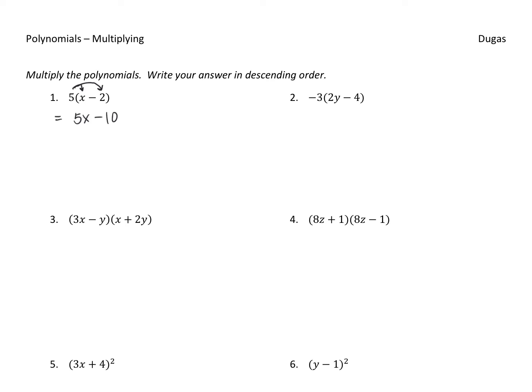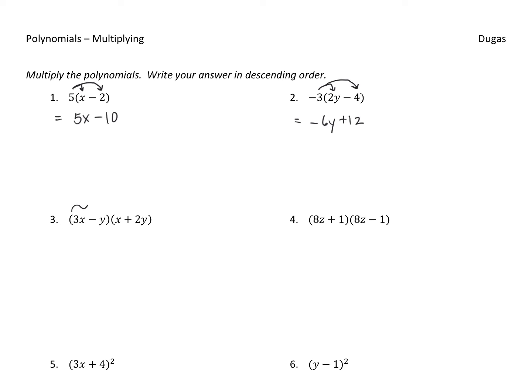All right, number 2, this is also just the distribution property. So we're going to take that negative 3 and multiply it by each of the 2 terms inside the parentheses. So negative 3 times 2y is negative 6y, and negative 3 times negative 4 is positive 12. So the most common mistake made there is that people forget the sign, and they would just put a minus 12. And that's it.